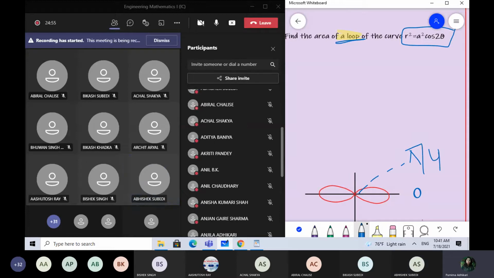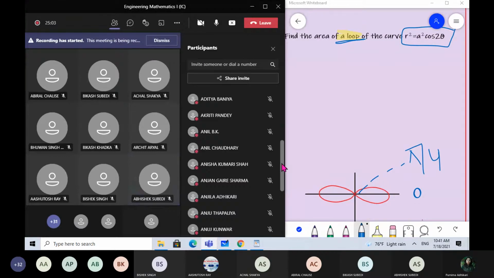Okay, from 0 to pi by 4. How much of the area are we going to get for this limit of integration? Anjala Adhikari. I'm cross-checking your attendance also. How much of the area are you going to get if you integrate from 0 to pi by 4?